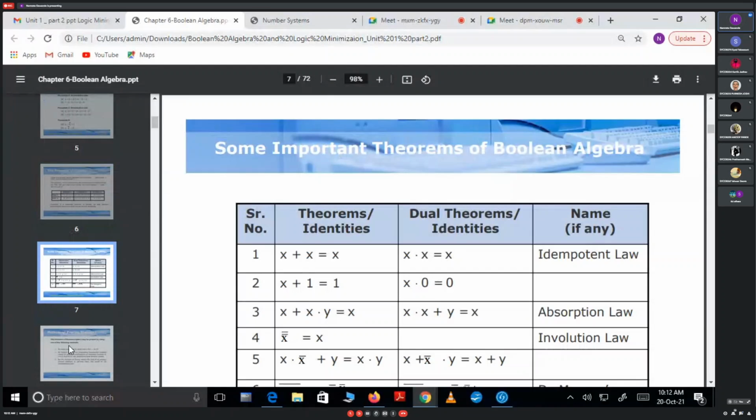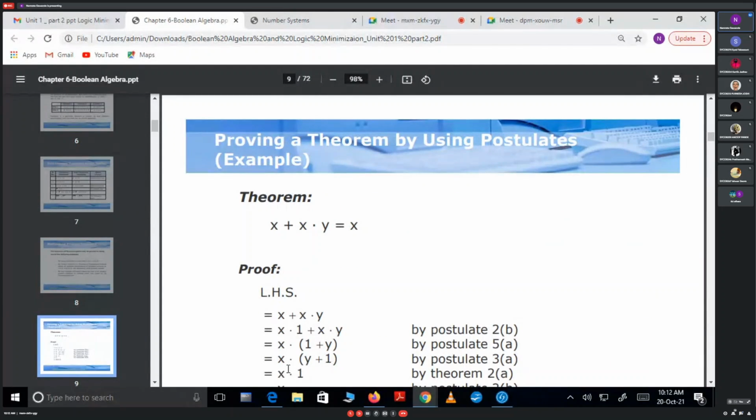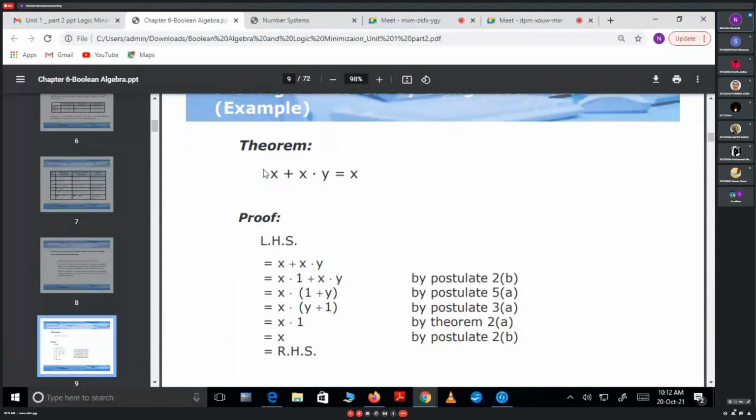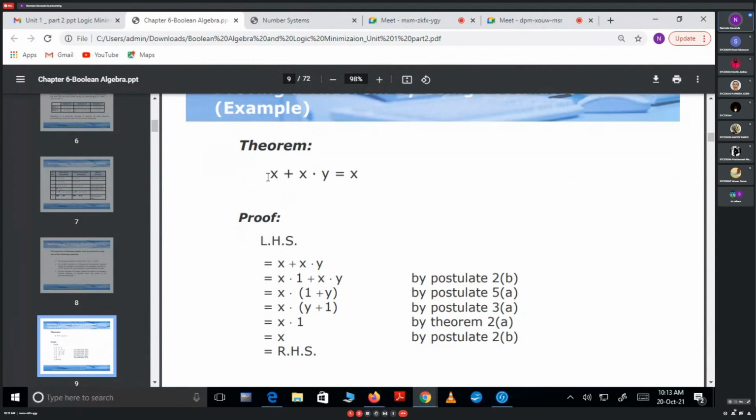Wait, I will show you that. See here, what can you see? Proving a theorem by using postulates. Just now we have seen x plus x dot y equal to x. Right? Why is x plus x dot y equal to x? Now, how is it proved?